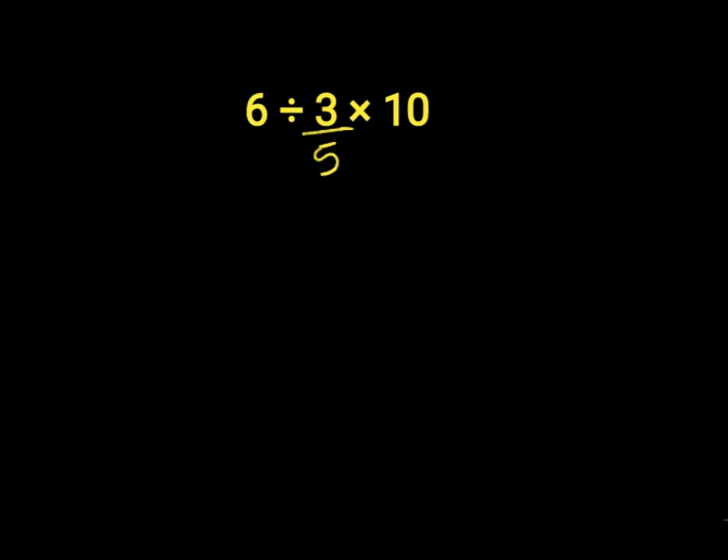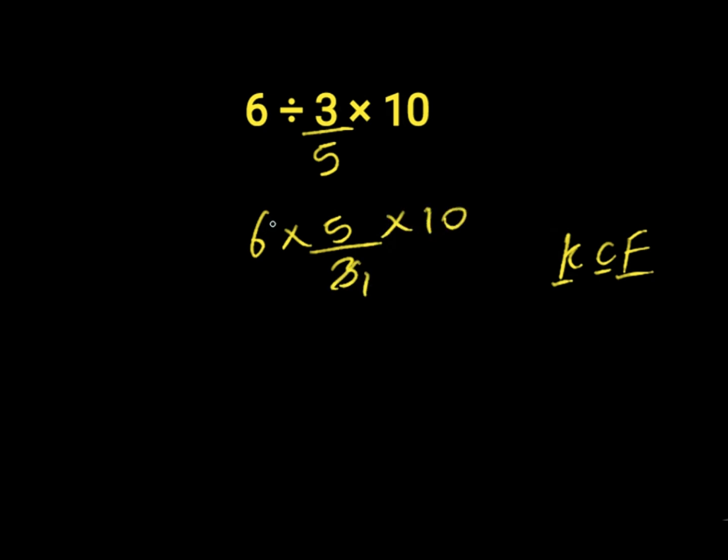Let us solve the right answer to this question. We are going to solve 6 divided by 3 over 5 using KCF. K stands for keep, C stands for change, and F stands for flip. We are going to keep 6, change division to multiplication, then flip 3 over 5 to 5 over 3. Then bring down our 10 here.